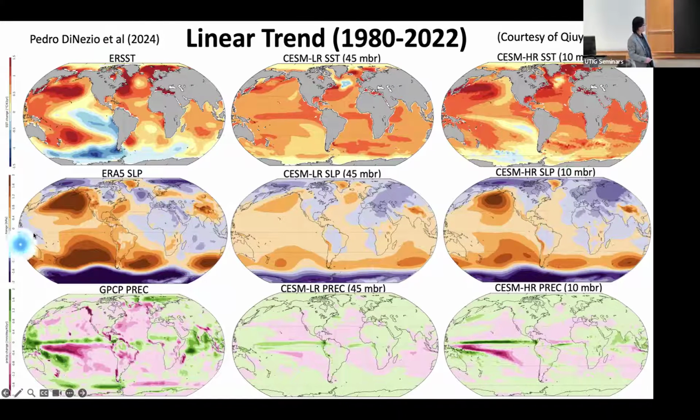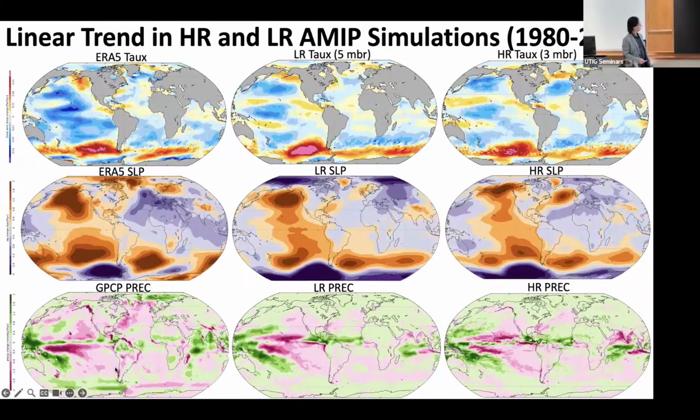Again, a much better match with the observation. And this is the precipitation structure in the high resolution model. Now I'm getting something more similar to the observation, right? So that's very exciting. So then the question is why? Why is the high resolution model getting this cooling trend correctly? And so we're trying to look for causes.